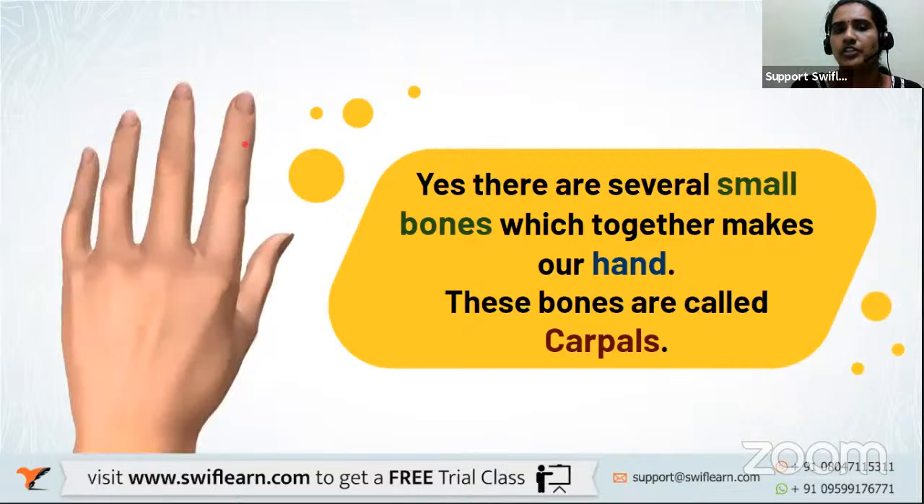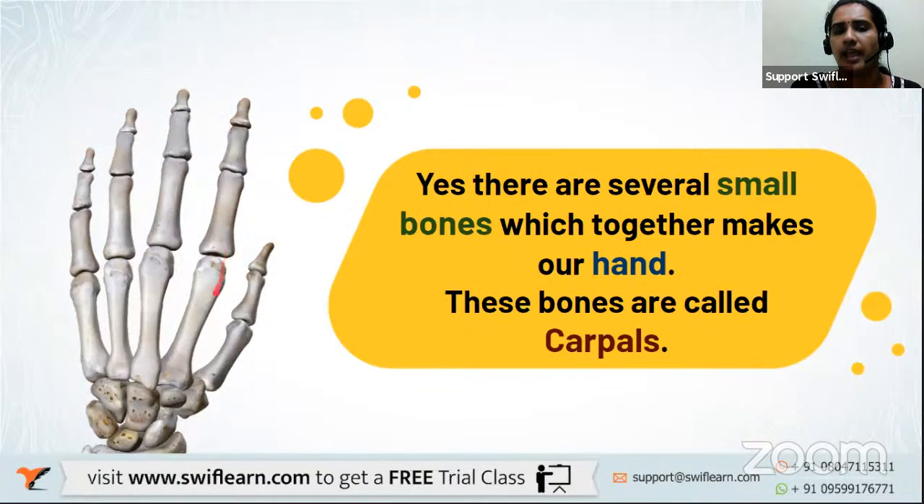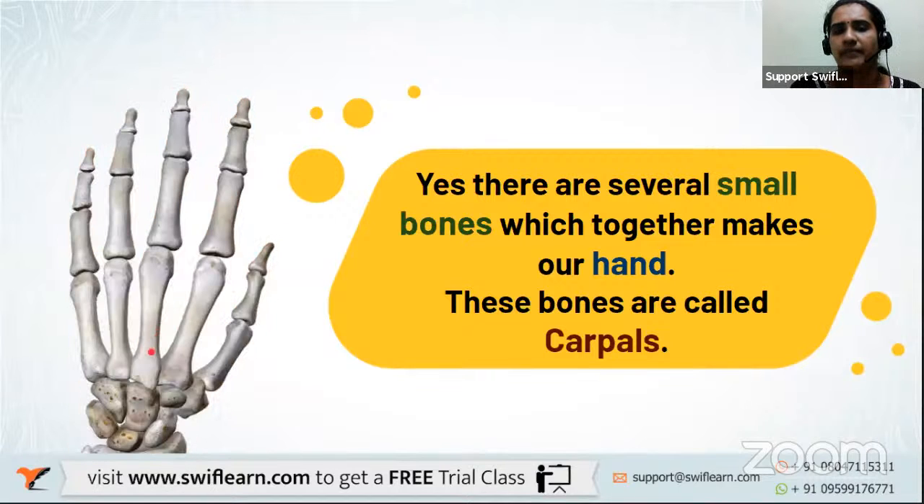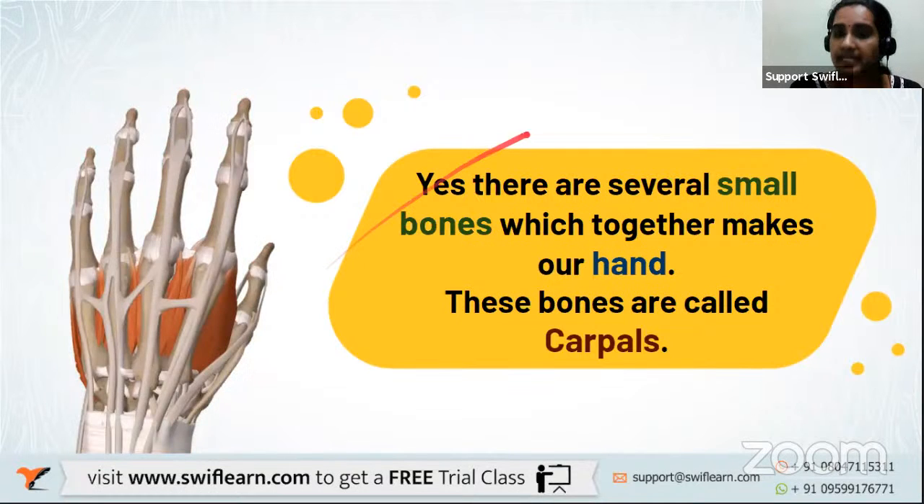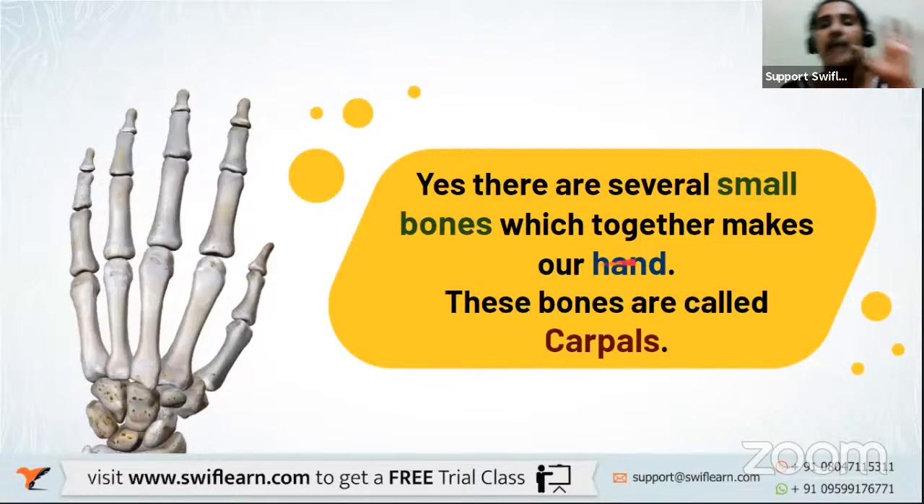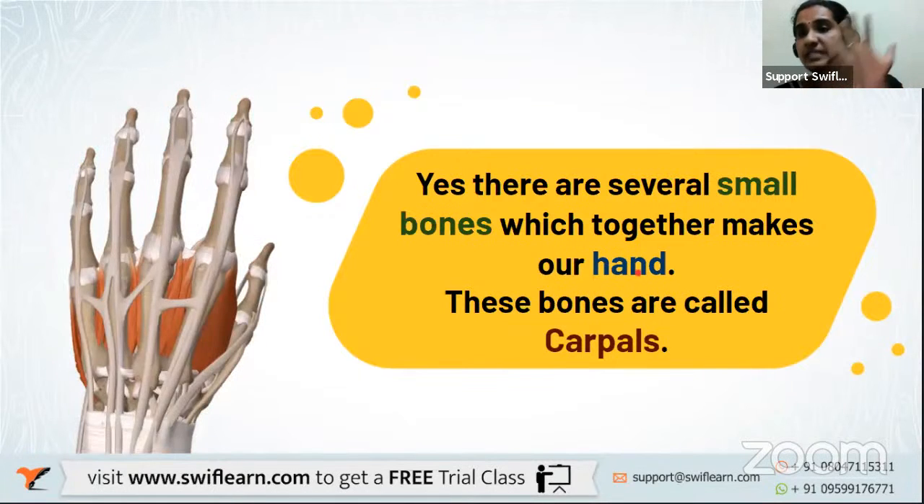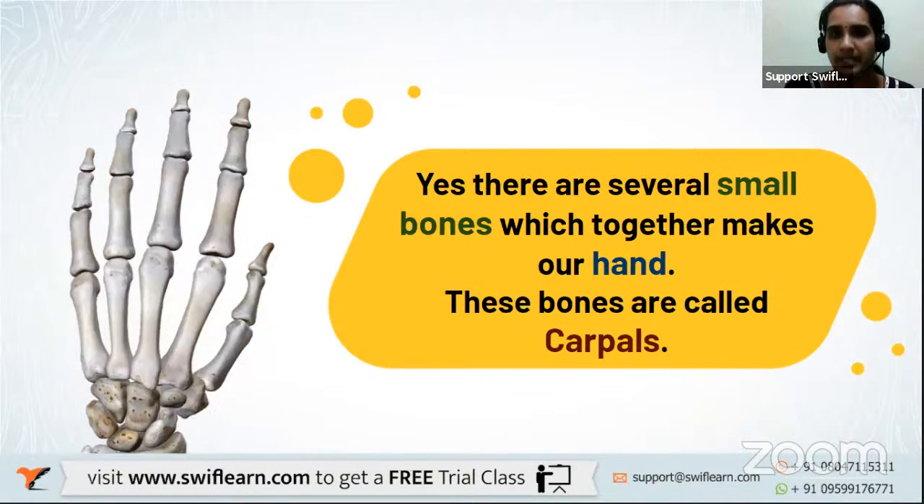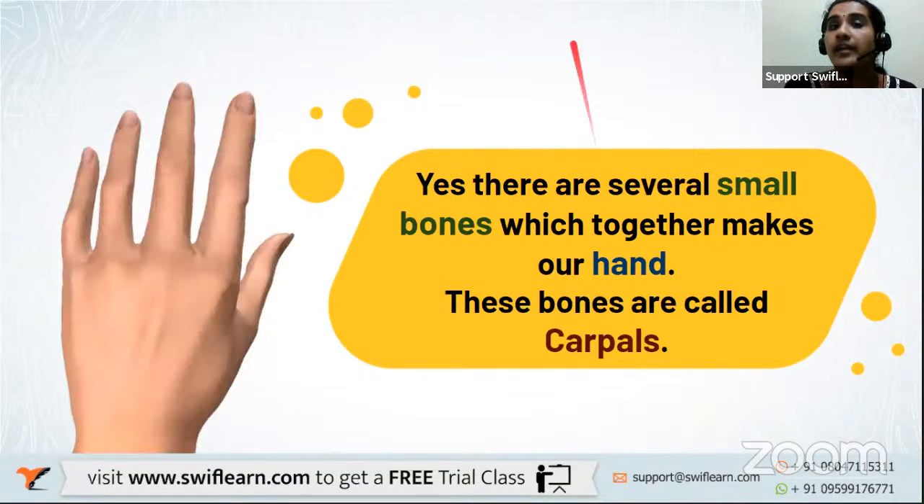1, 2, 3 and 4. Big one. Same 1, 2, 3, 4. Yes, the big one 5. So like that it is going. Yes, there are several small bones which together make our hand. Our hand is made of several number of bones. And these bones are called carpals. They are called carpals.